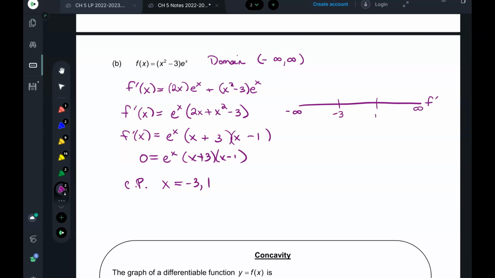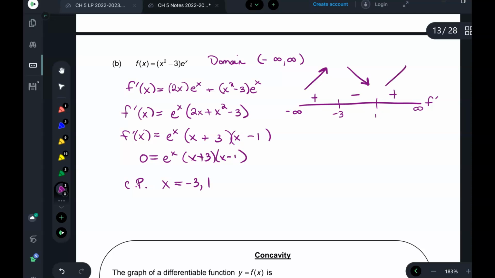What's really nice about having the factored form is it's easy to substitute in. Don't try to plug it into this one, that's a mess. If I have negative 4, e to the x is always positive, so I don't really have to think about that one. So negative 4, I'll have a negative times negative, positive. Plug in 0, positive times negative. Plug in something bigger than 1, positive times positive. So it goes up, down, up.